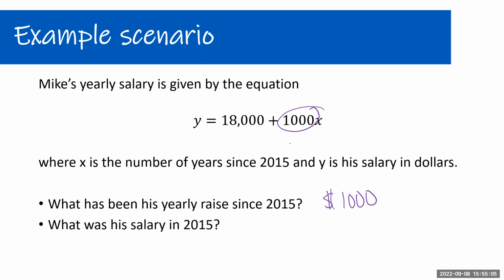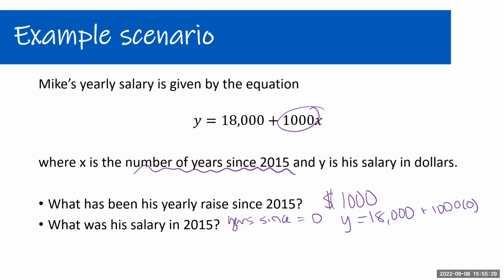What was his salary in 2015? Well, here we need to be careful with the number of years since 2015, because here the years since is going to be 0 because it's 2015. There's no years since then, okay? So we could simply plug that in. Y equals 18,000 plus 1,000 times 0, and that's just going to give us 18,000. So he started at 18,000 in 2015.